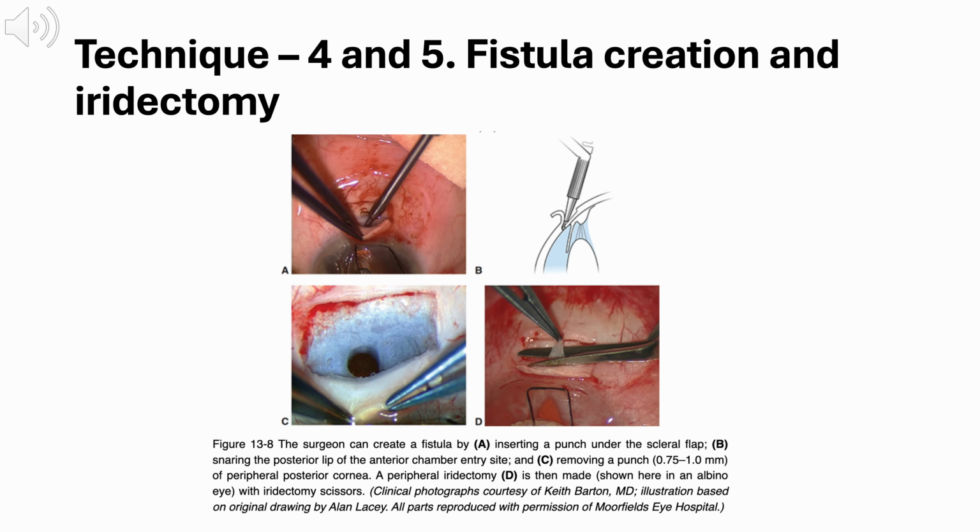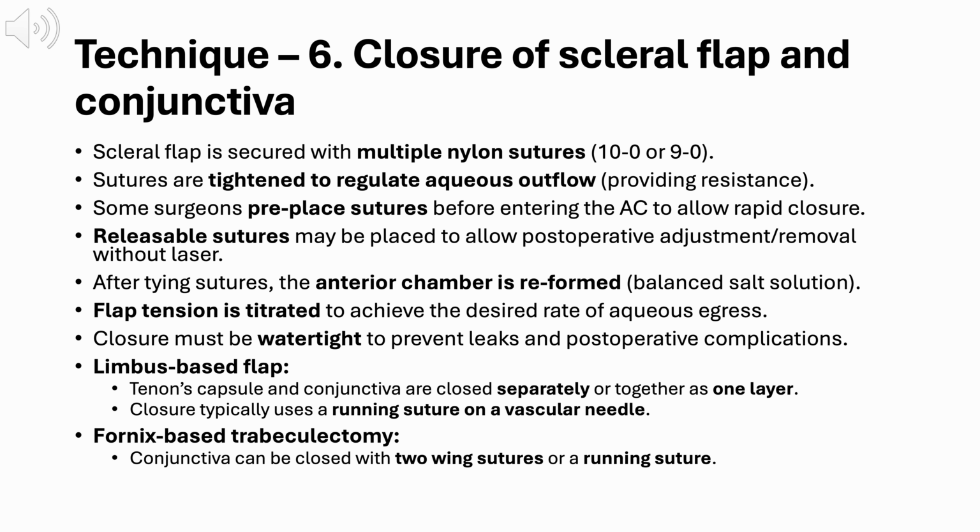Once the fistula is in place, a peripheral iridectomy is fashioned to keep the iris from sealing off the opening. The cut has to be deliberate, large enough to prevent occlusion, but not so large that it increases bleeding or postoperative inflammation. Together, these two steps turn the scleral flap into a regulated outflow system, and they're the point where even small technical choices can dramatically affect long-term bleb function.